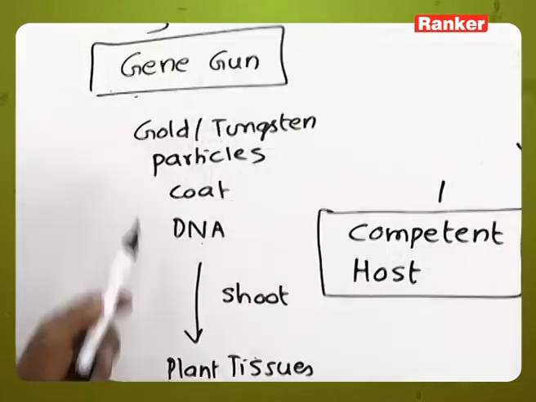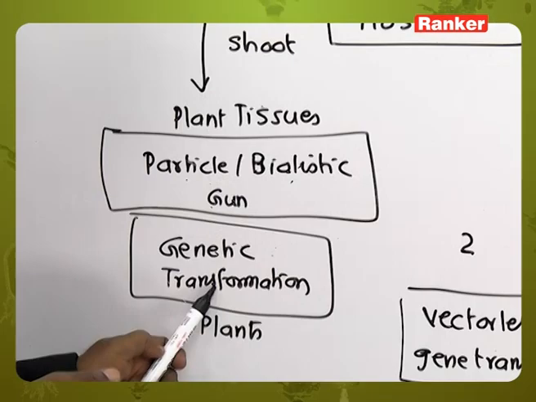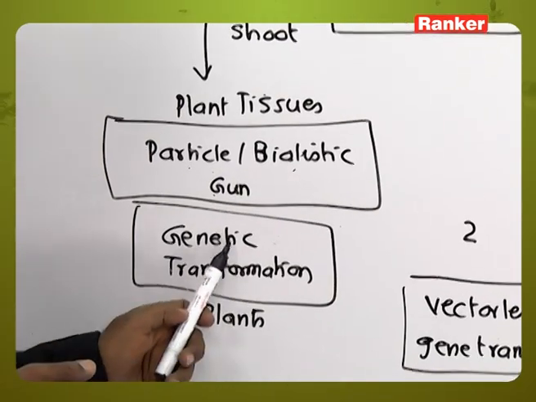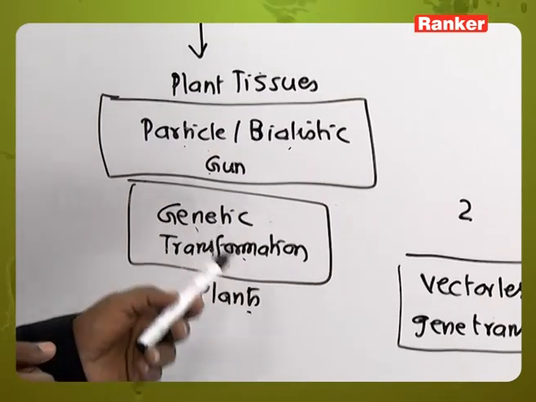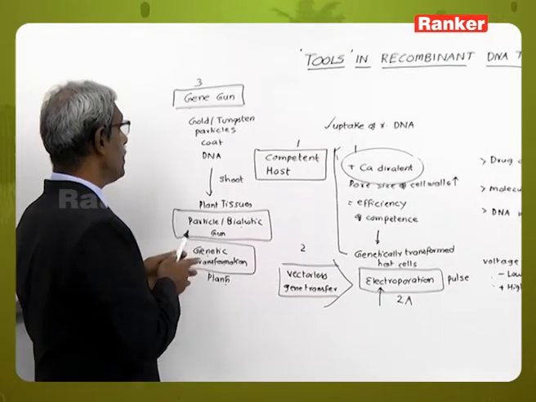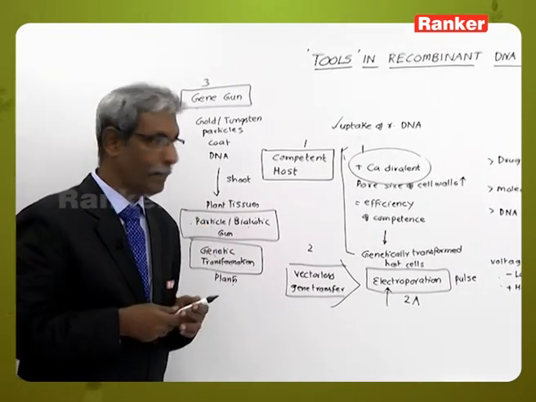So, it is termed a particle or a ballistic gun, and this is a direct method of genetic transformation, and the process is termed the genetic transformation of plants. So, in the case of plants, the most common method is the gene gun method or the particle or the ballistic gun method.